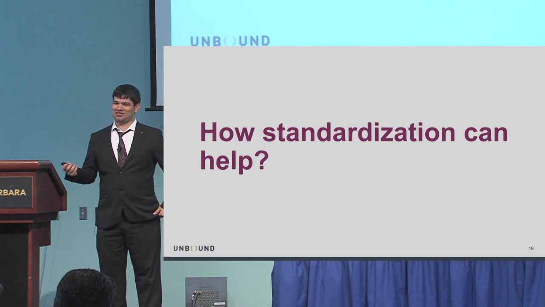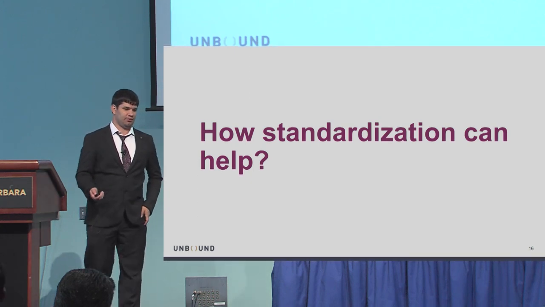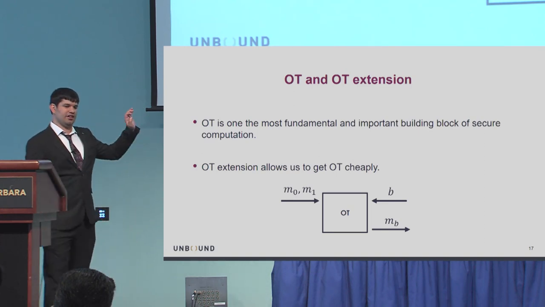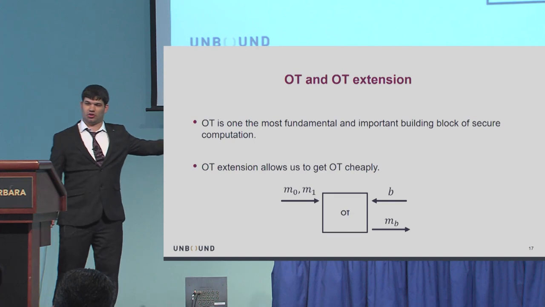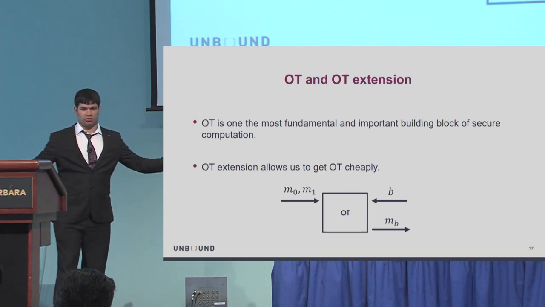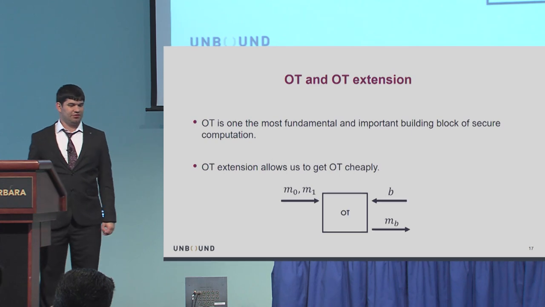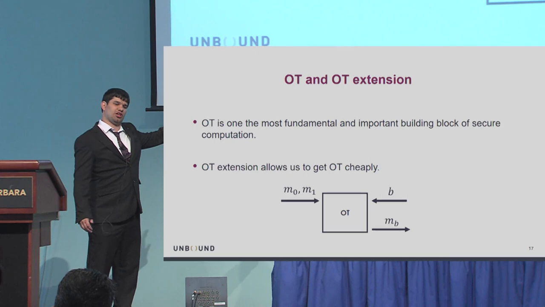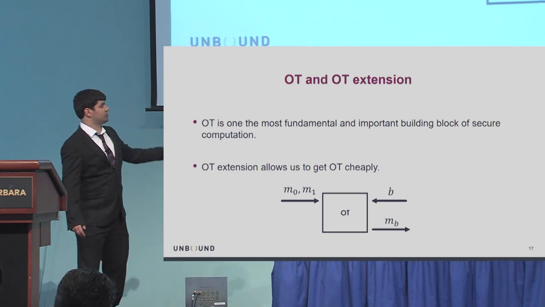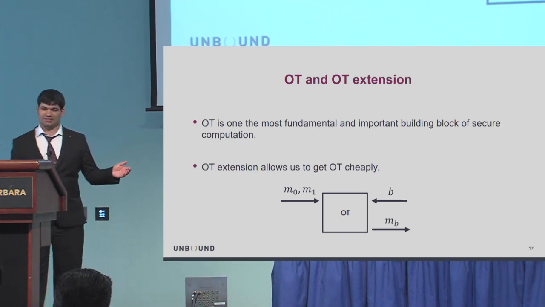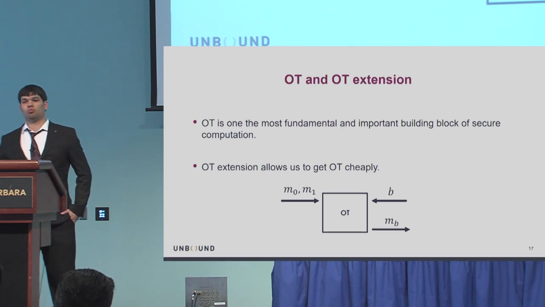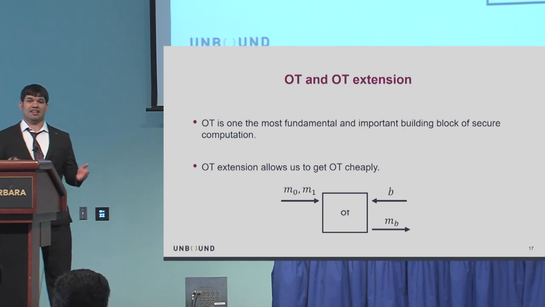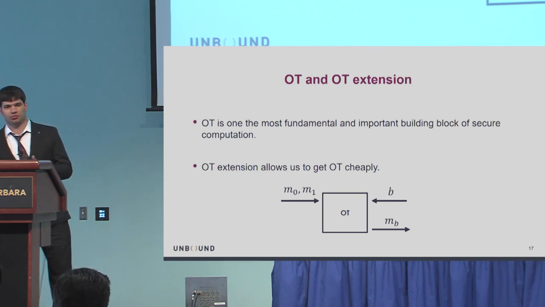So then the next question is, how can standardization help? I'm going to talk about OT and OT extension. Oblivious transfer is one of the most important primitives in secure computation. There are so many protocols that build upon this primitive. And OT extension is a way of getting each individual oblivious transfer very cheaply. Oblivious transfer is a primitive where the sender sends two messages. The receiver learns one of the two, but gets no information about the other message. And the sender does not learn which message the receiver chose.